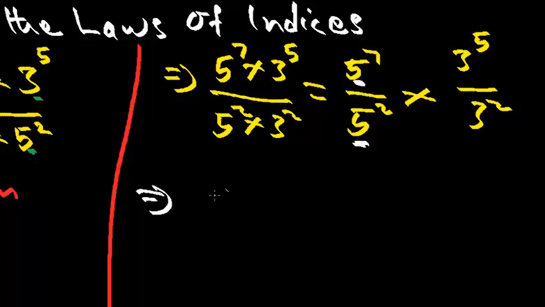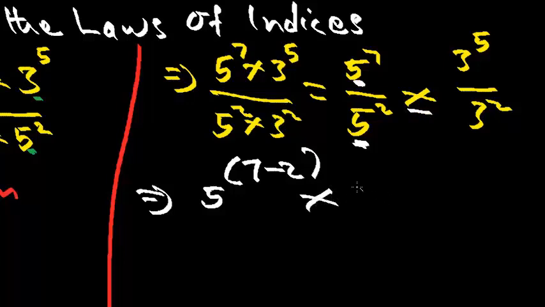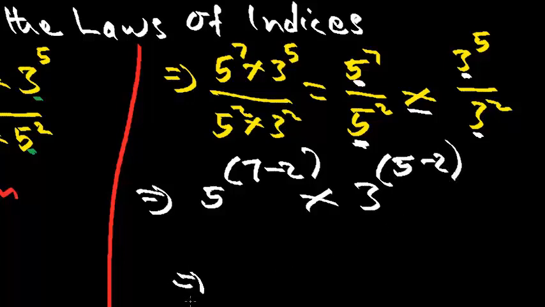So this one is going to give us 5. We are repeating the base, which is 5, then subtracting the index of the denominator from the numerator, that's 7 minus 2. Then we have times, so we bring our times. And here 3 is the base, so we repeat our 3, then we subtract 2 from 5. So we have 5, then 7 minus 2 is giving us 5, then times 3, and 5 minus 2 is giving us 3.